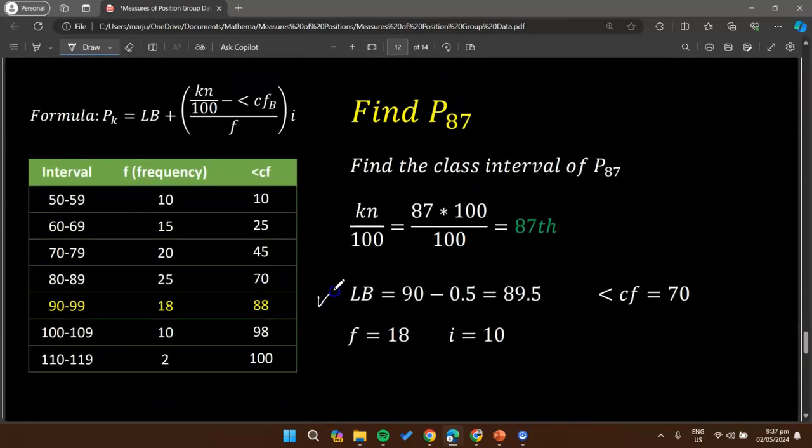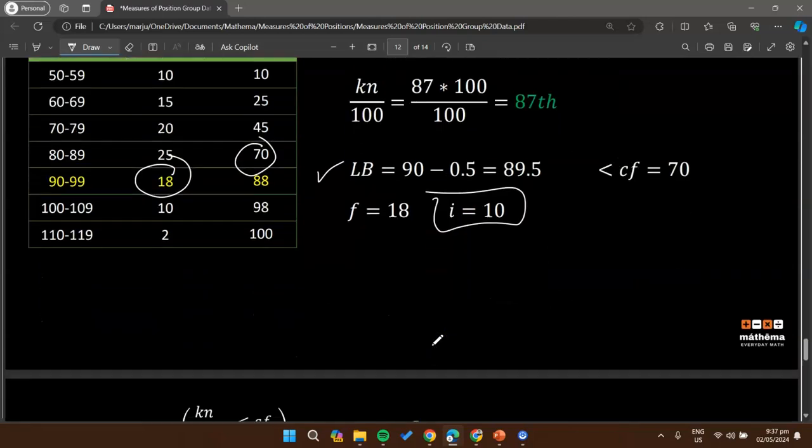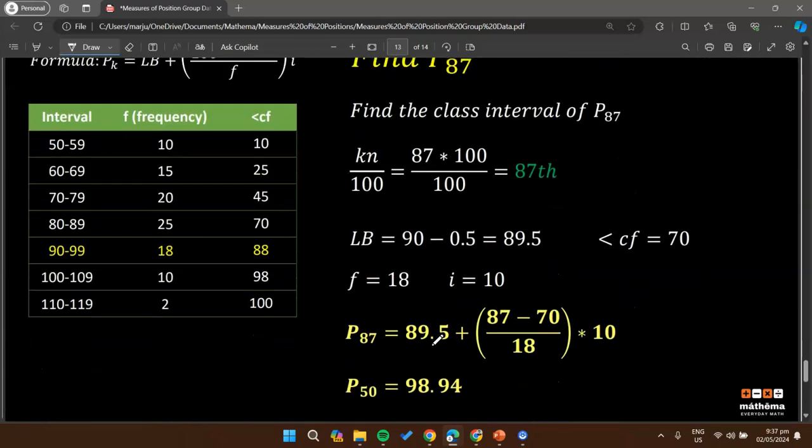Our less than CF below, that's 80. And then our frequency, that is 18. And again, our constant I or 10. So input this in the calculator, you will get 98.94. Meaning to say, 87% scored below 98.94 and the remaining 13% scored above this particular score, 98.94.